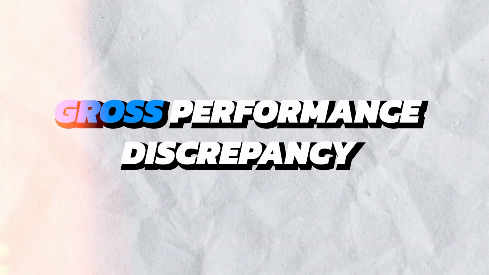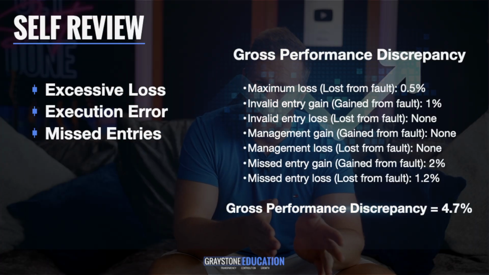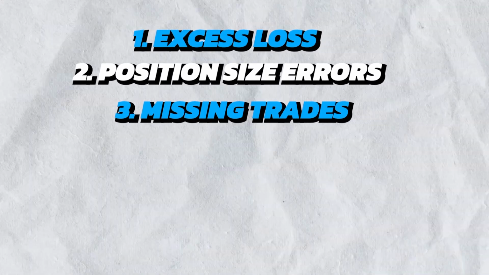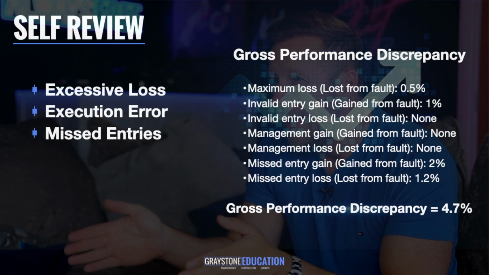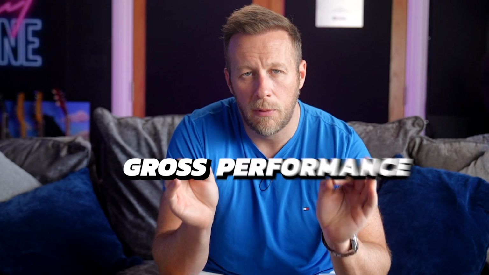However, to calculate the total magnitude of your own personal errors, you want to focus on gross performance discrepancy. Gross performance discrepancy can be calculated by adding every individual fault from the previous steps that I've just been over: excess loss, position size errors, missing trades, taking trades that you shouldn't be in, managing them incorrectly, then add a positive number for all the errors. This will give you a gross performance discrepancy. Gross performance discrepancy cannot have a negative answer. So your job is now to simply get a score of 0 every single month, which means you're trading your plan flawlessly.